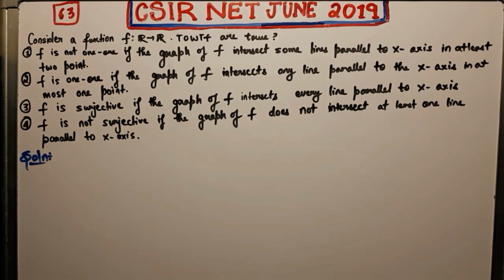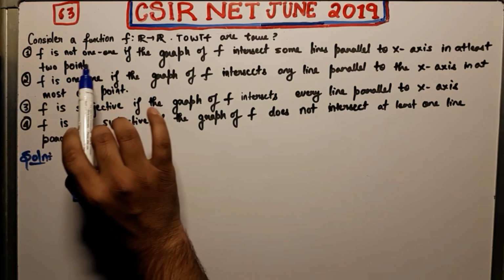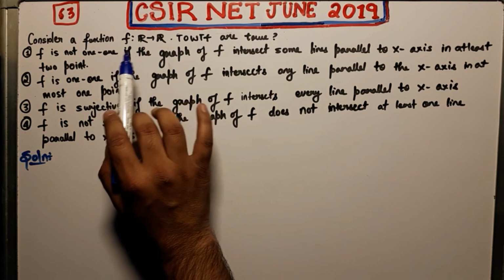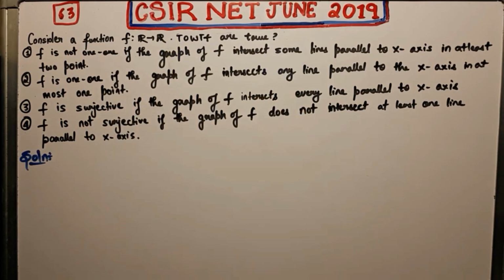Question from the topic set theory. So let us firstly read this question. Consider a function f from R to R. So f is a real valued function. Then which of the following are true? Your first option says that f is not 1-1 if the graph of f intersects some line parallel to the x-axis in at least 2 points.